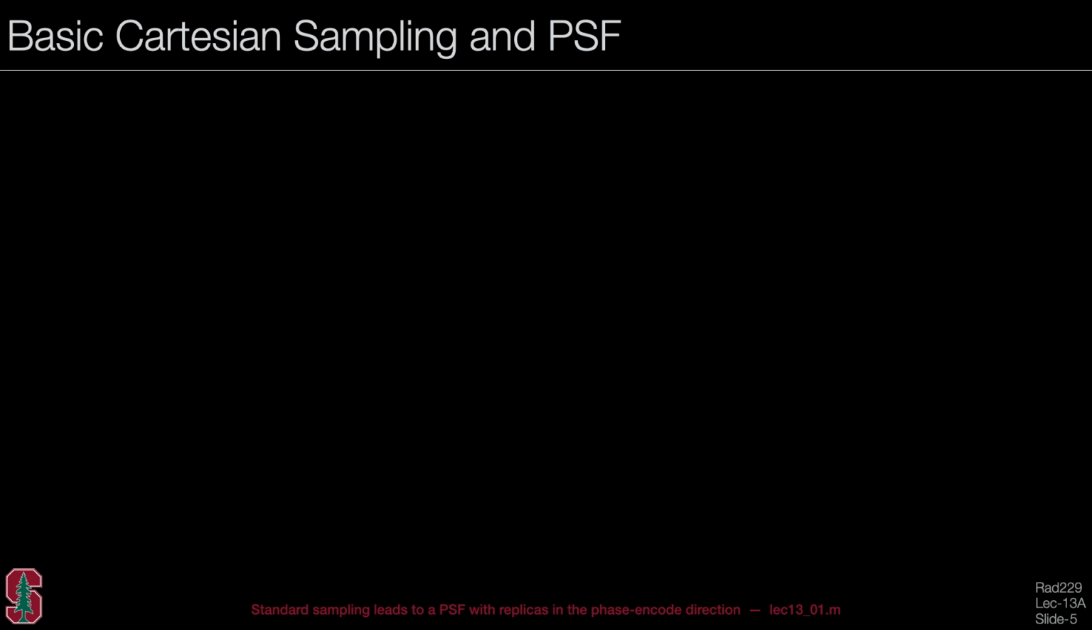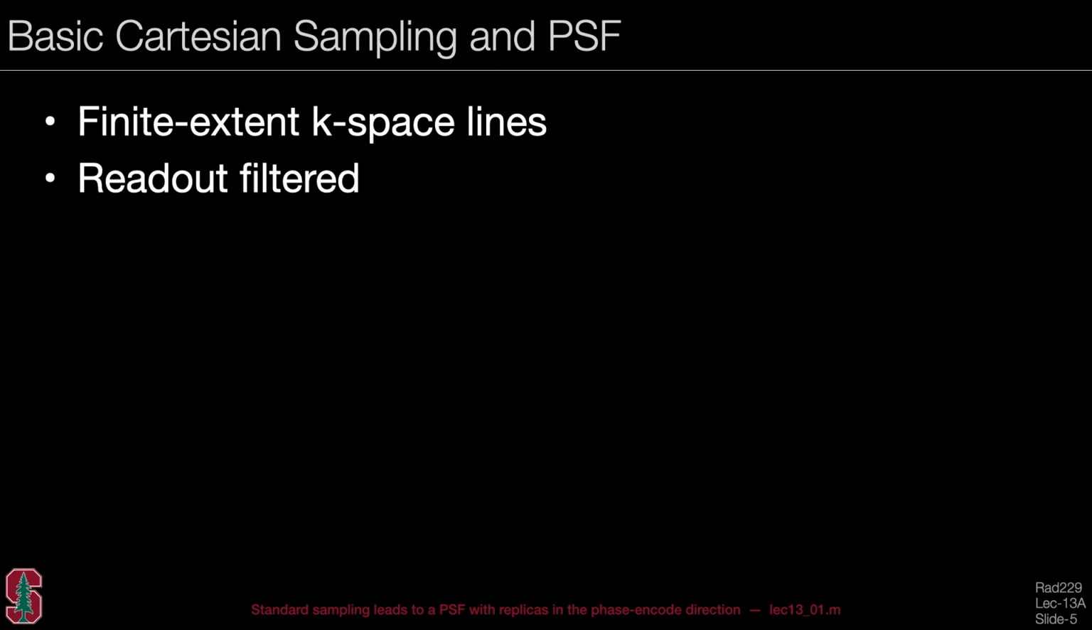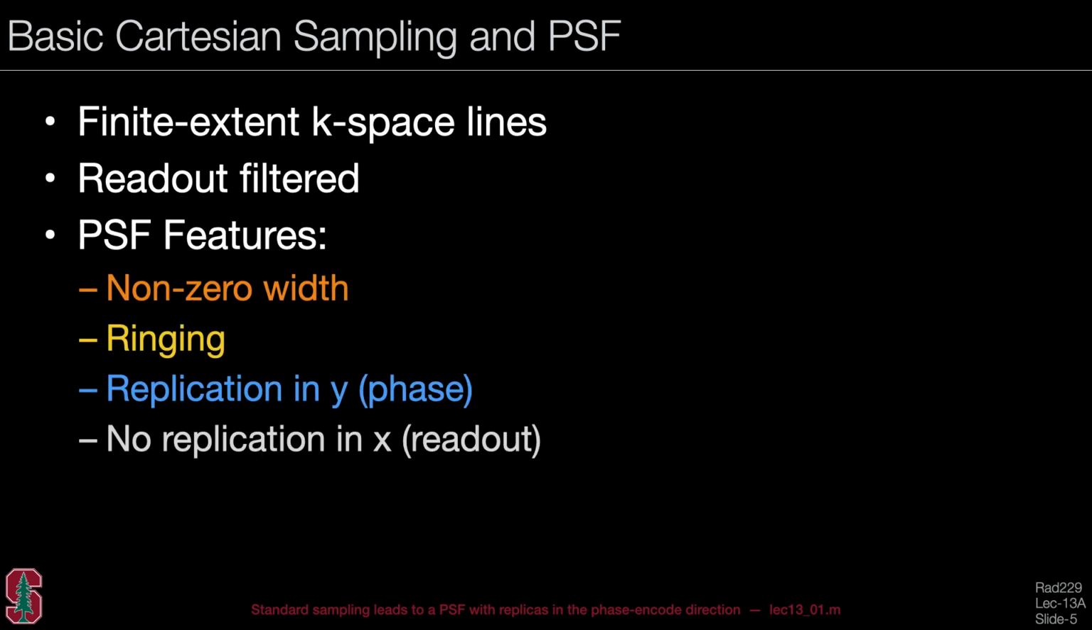So let's consider basic Cartesian sampling and the point spread function. In Cartesian sampling, we sample finite extent k-space lines. These are finite extent in both kx and in ky. There is filtering along the readout direction. And the features of the point spread function are to have a non-zero width main peak, to have some ringing, to have replication in y, or the phase-encode direction, and no replication in the x direction.